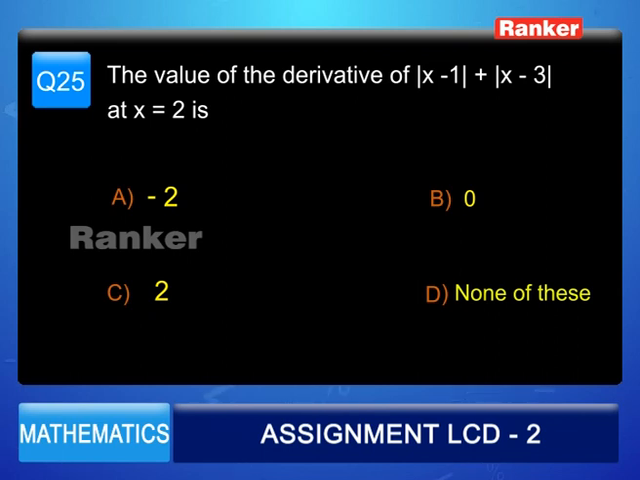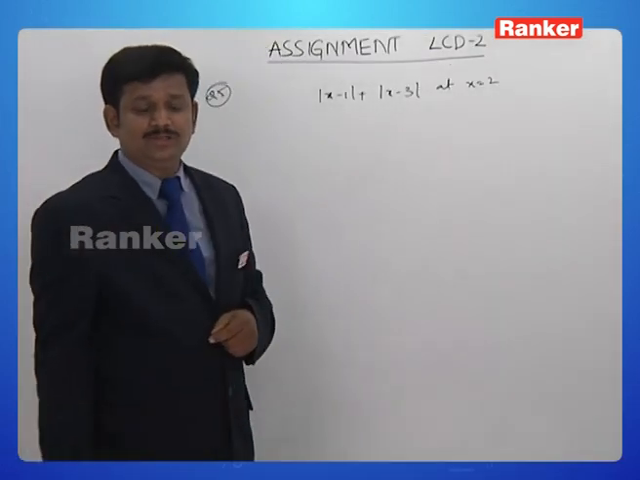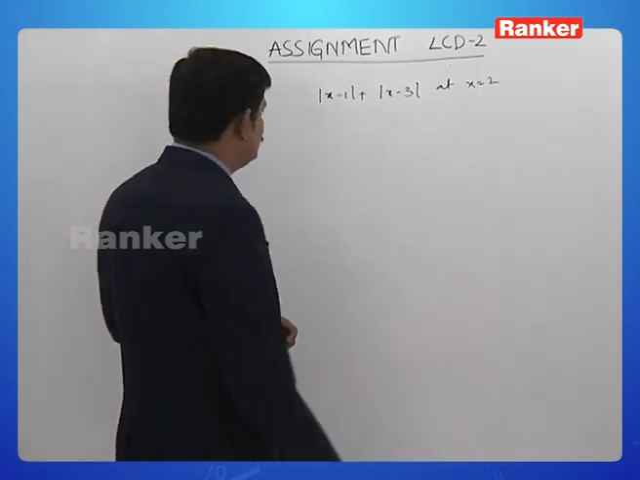Next question: the value of the derivative of mod x minus 1 plus mod x minus 3 at x equal to 2. We want the derivative of mod x minus 1 plus mod x minus 3 at x equal to 2.